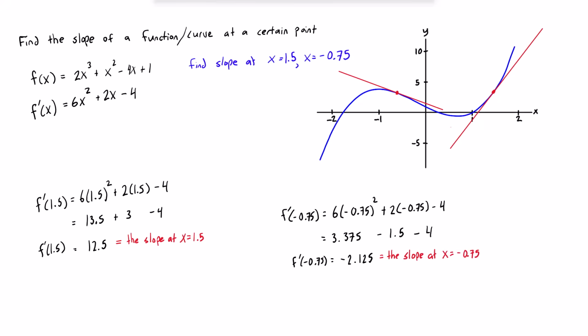So you could do this for any value that's given to you on this function. You just plug it into the derivative and you will get the slope. Notice when we had x equals 1.5, the slope is a positive value and it is going up. And when we had x is equal to negative 0.75, we got a negative value and the slope is going down. So do watch out for those things. But otherwise, this will work for any value of x that is in the domain of the function.